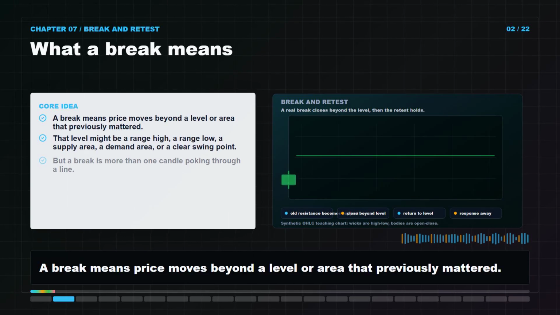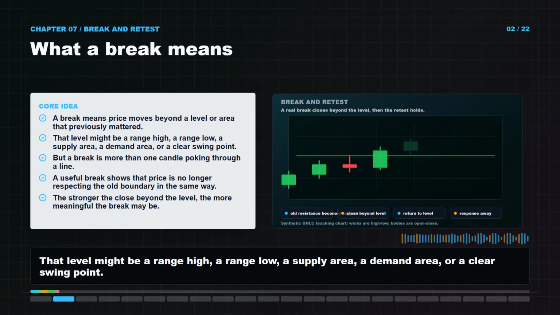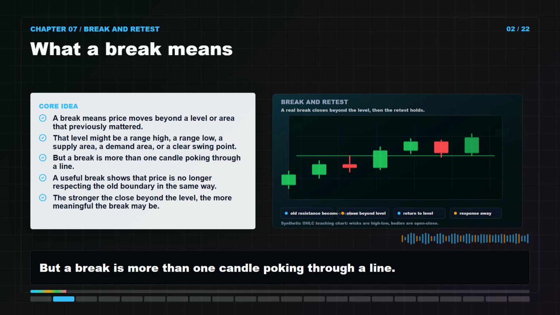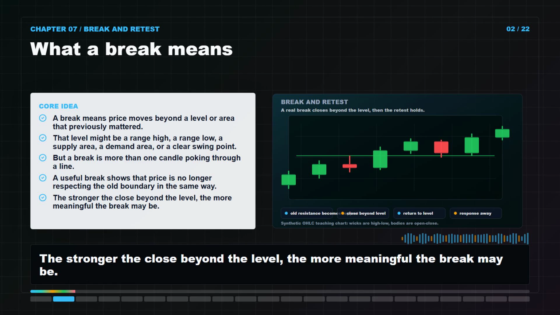A break means price moves beyond a level or area that previously mattered. That level might be a range high, a range low, a supply area, a demand area, or a clear swing point. But a break is more than one candle poking through a line. A useful break shows that price is no longer respecting the old boundary in the same way. The stronger the close beyond the level, the more meaningful the break may be.